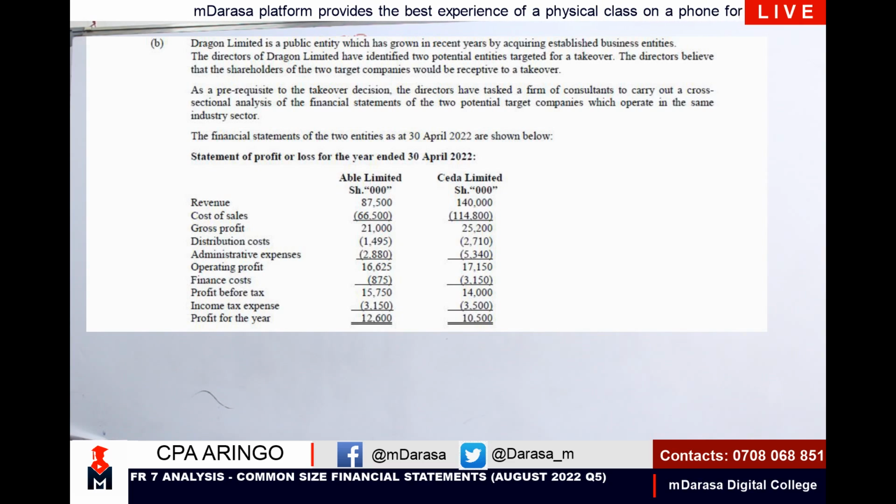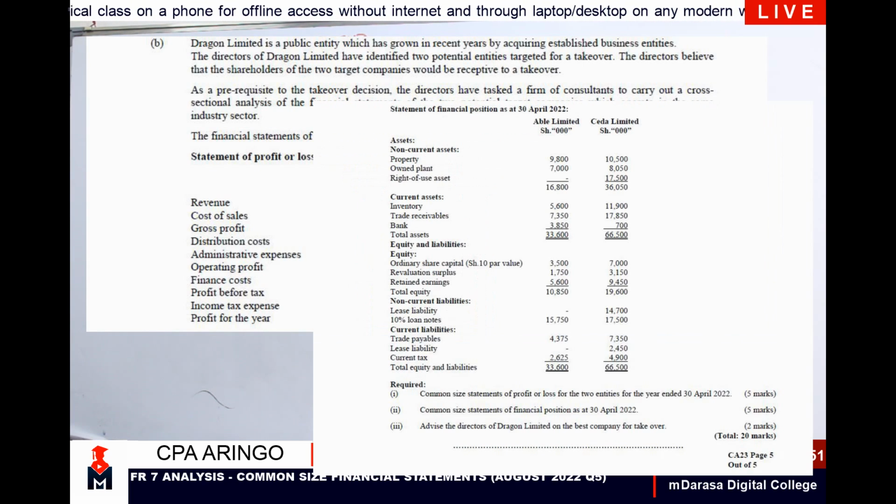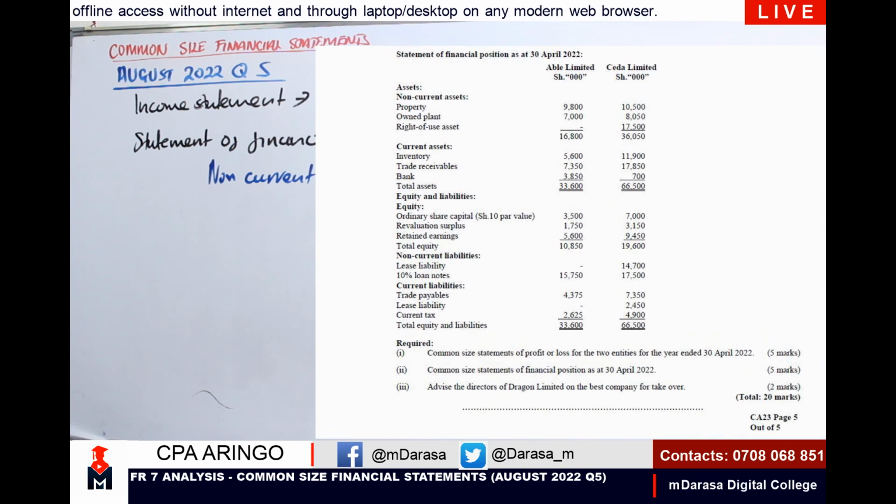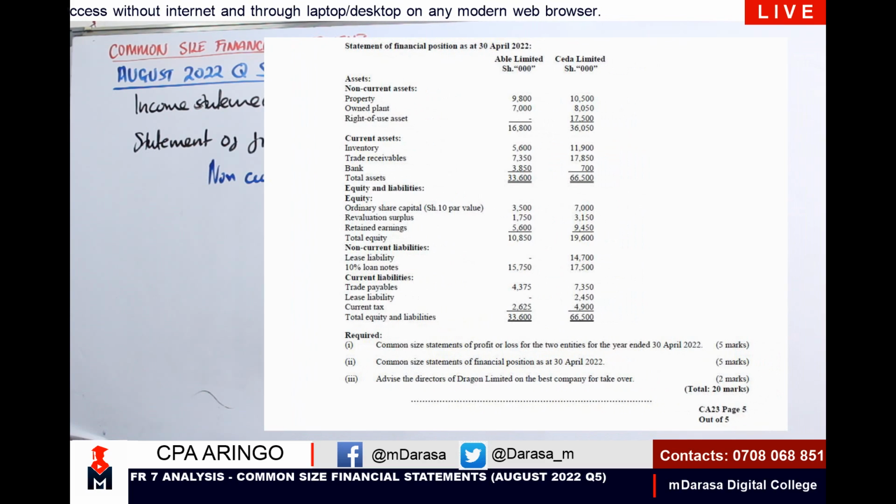Financial statements of the two entities as at 30th April 2022 are as shown below. We have the statement of profit or loss for the year ended 30th April 2022, with Able Limited and Seda Limited. We are also given the statement of financial position and income statement for the two companies.